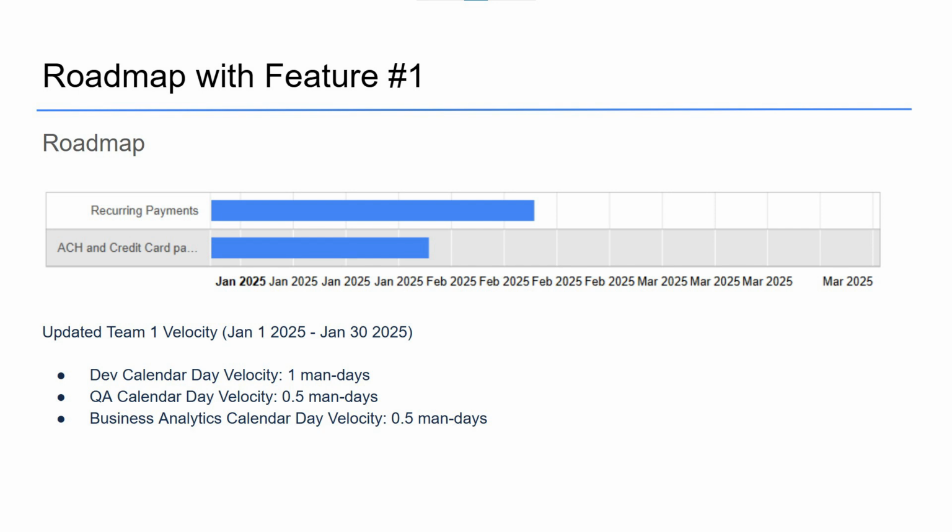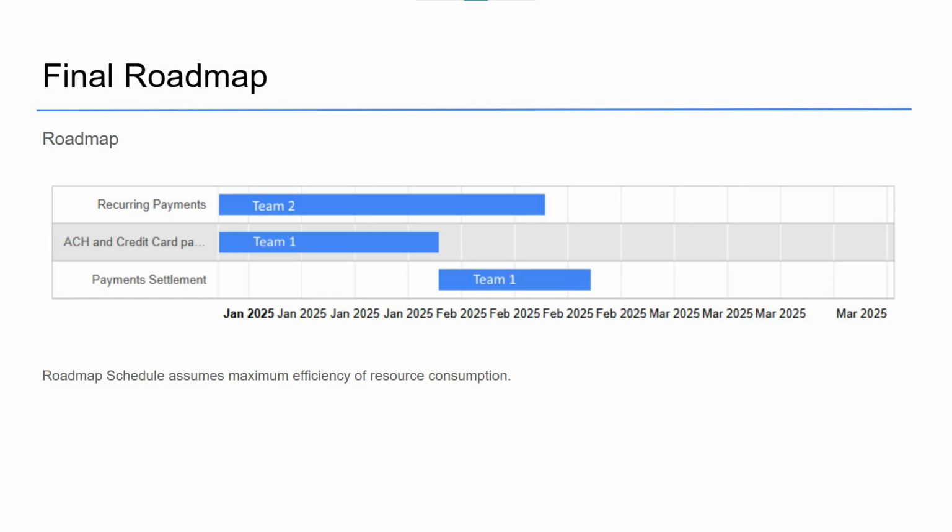Through our calculations, it will take around 15 man-days to implement feature number 3. The final roadmap will look like this. This roadmap corresponds to the most resource-efficient schedule for implementing selected features with the resources available.